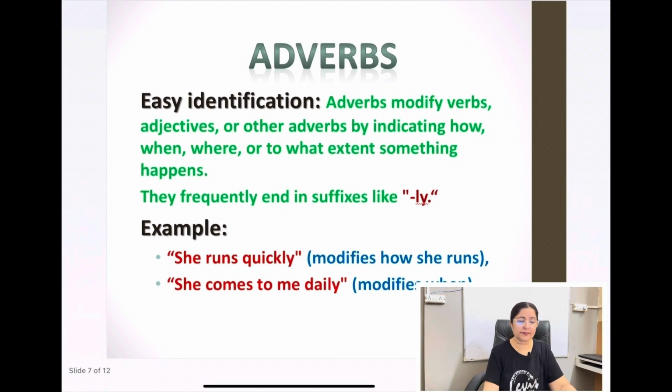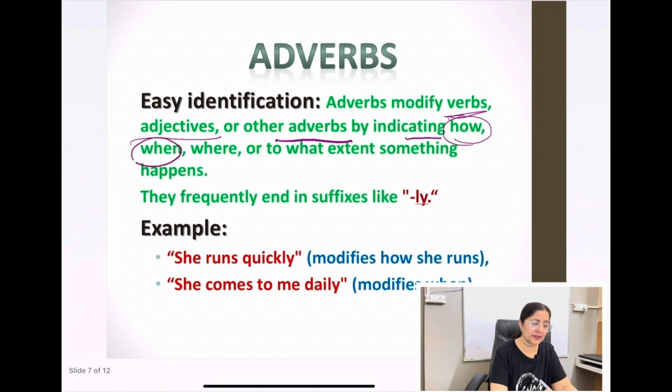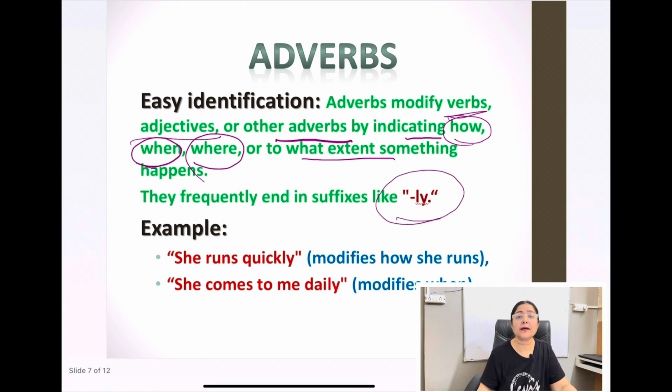Now what are adverbs? Adverbs modify a verb. They modify adjectives or they modify other adverbs also. What is the easy way to remember them? You can remember them as the words that indicate how it happens, when it happens, where it happens and to what extent something is happening. Some conjunctions are also used, but there is a separate video again on adverbs that you can watch on my channel. So for now, we can simply remember that most of the words that end with ly are adverbs.